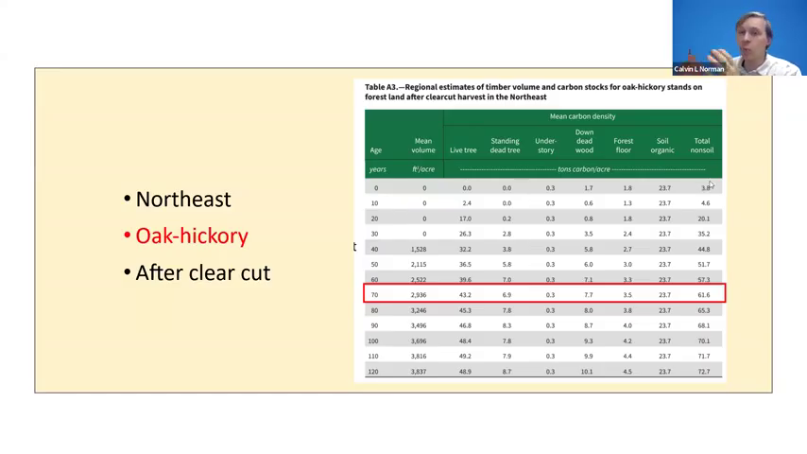So we can see that, year one post clear cut, not a lot. And by the end of this rotation, which they're proposing is 120 years, we have roughly 72 tons. Pretty good.